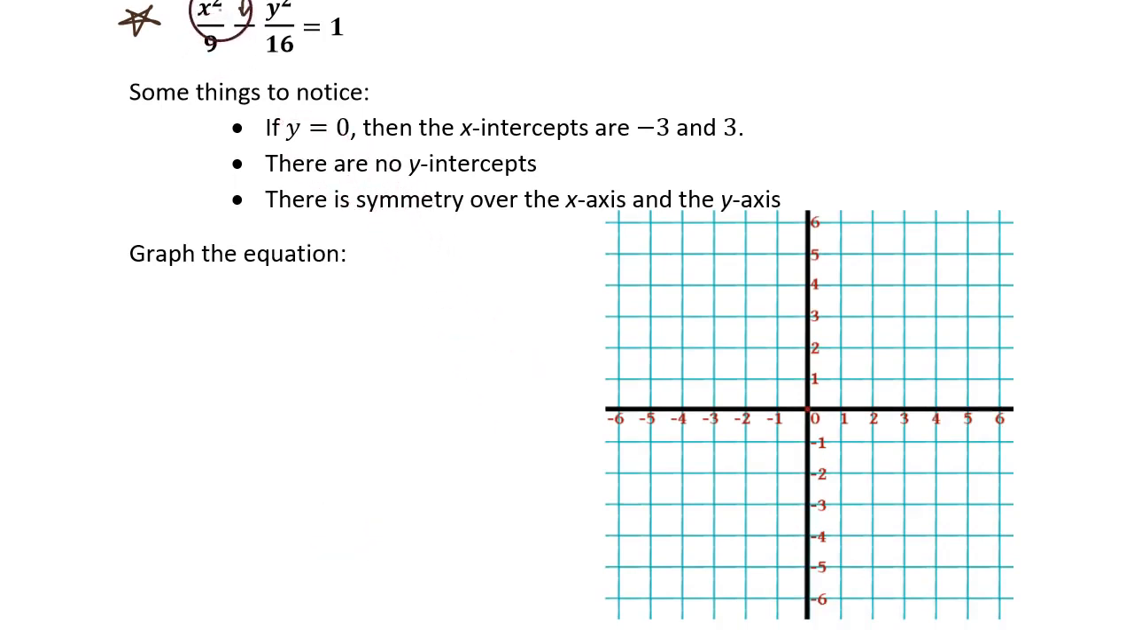Looking at the denominator under x squared, we can figure out that a is equal to 3. Looking at the denominator under the y squared, we can figure out that b is equal to 4. Now, what is the meaning of those numbers when we have a hyperbola, not an ellipse? From the center, on the x-axis, go 3 units left and mark it with a dot, and go 3 units to the right and mark it with a dot. On the y-axis, go up 4 and mark it, and go down 4 and mark it.